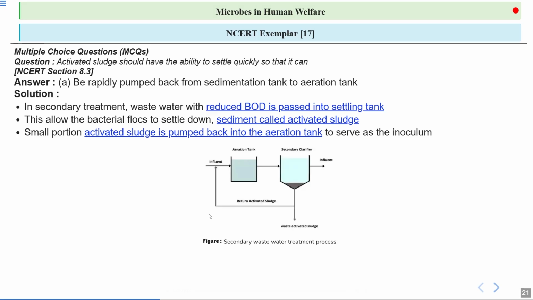Here you can see in this image, the image is showing you the secondary wastewater treatment process. So effluent from the primary treatment is pumped into the aeration tank. In the aeration tank, you can see air is added and it is continuously agitated also so as to promote the growth of the bacteria. Clear? Okay. And then you get the activated sludge, and a small portion of this activated sludge is pumped back into the aeration tank, and this serves as an inoculum.